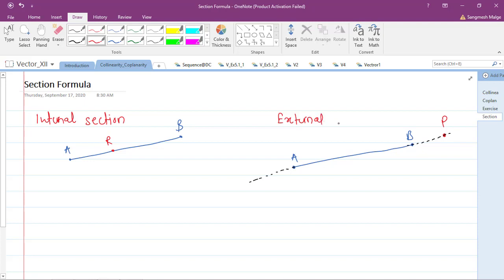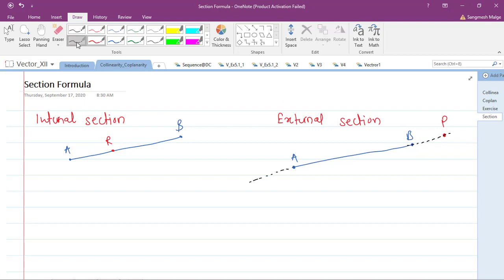So in this case we have the external section, you can say external division. Now in this case P is dividing the segment AB externally as it is lying outside the segment AB. This is the internal section, this is the external section.